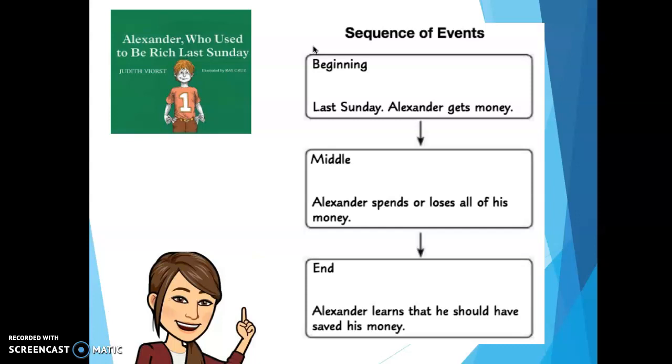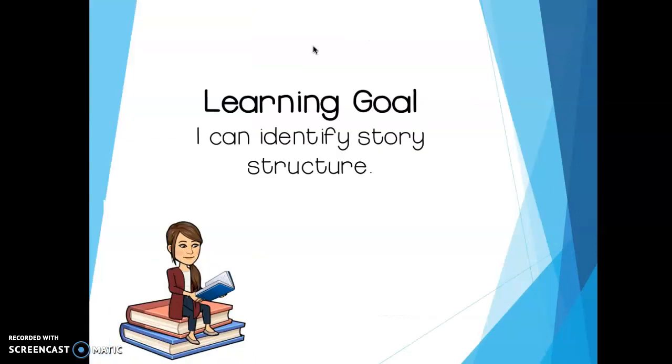So this story, for example, has been sequenced beginning, middle, end. It started with an event that happened in the past, but as we learned through the story, there were lots of other events that led up to the ending, which at the end, he learned that he should save his money.